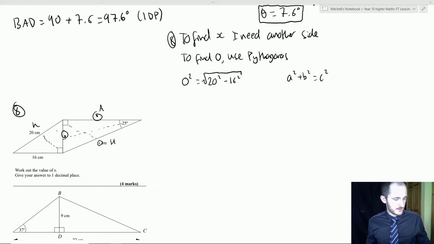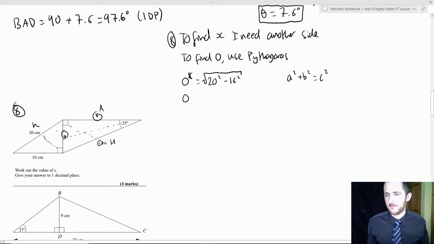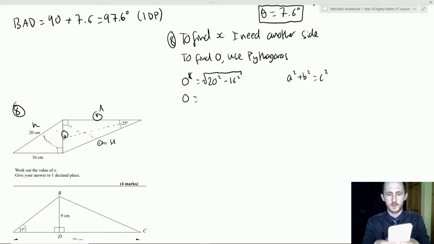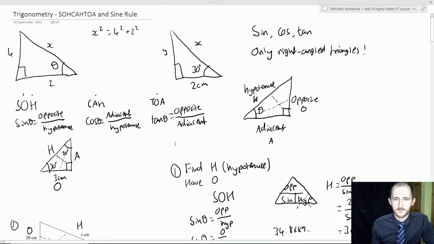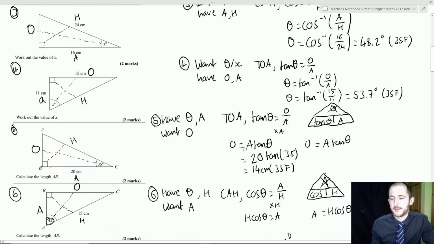So I hope that makes sense. So now if I wanted to work out, sorry, that's not O squared. I made a mistake there. If you sub into your calculator 20 squared minus 16 squared, again, sub it in, normal. I get 12 centimeters. So now I have opposite, I want hypotenuse, I have an angle. So if we're looking for O and H, that is sine.